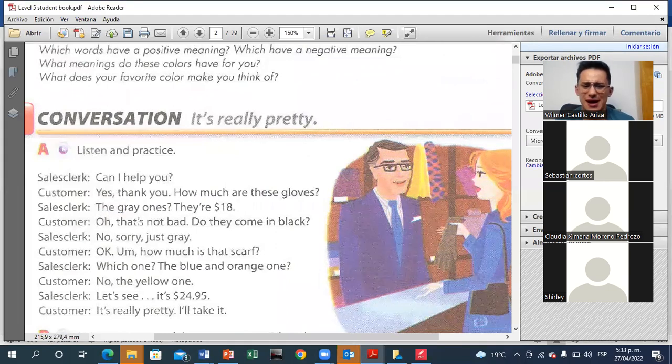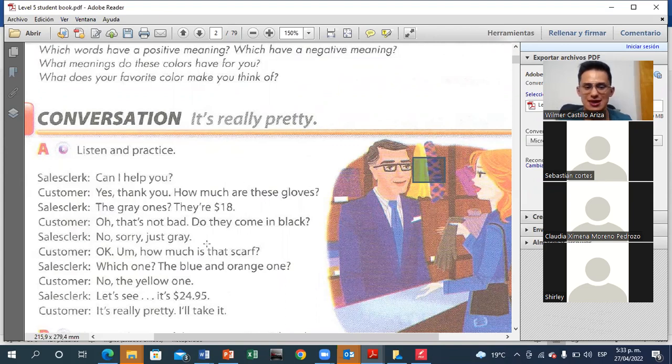Oh, that's not bad. No está mal, that's not bad. Do they come in black? What does it mean in Spanish? ¿Los tienes en negro? Ok, las traducciones no se hacen literales. Este come significa venir, como, ¿vienen en negro? Do they come in black? No, sorry, just gray. No, simplemente grises. Oh, and how much is that scarf? What does it mean in Spanish? ¿Bufanda? Exacto, entonces, ¿cuánto vale esa bufanda?